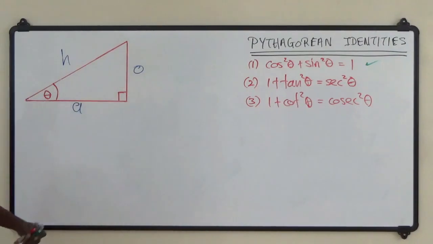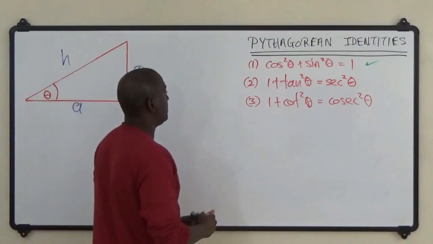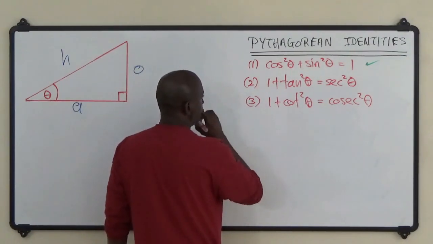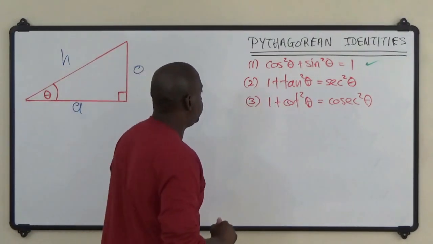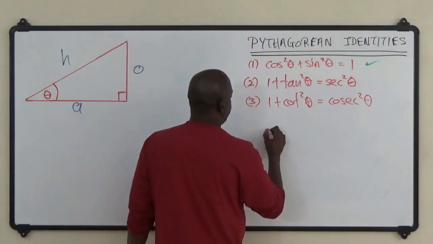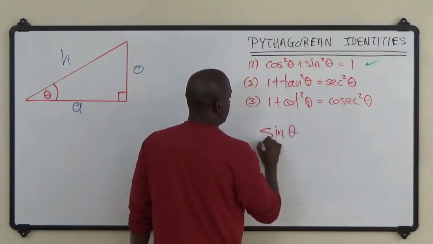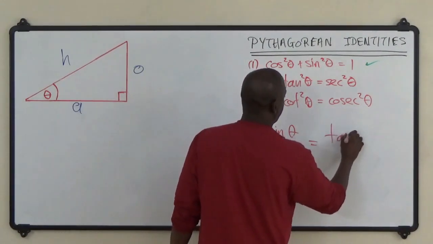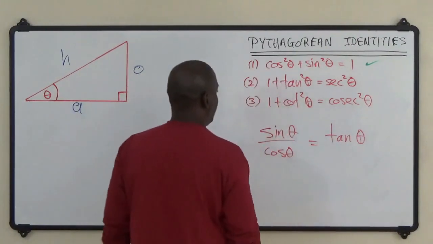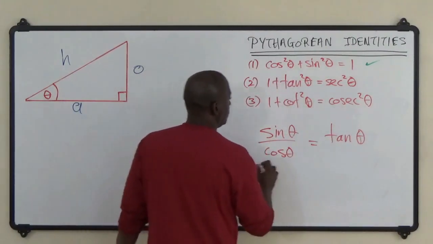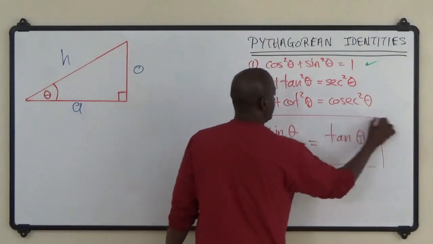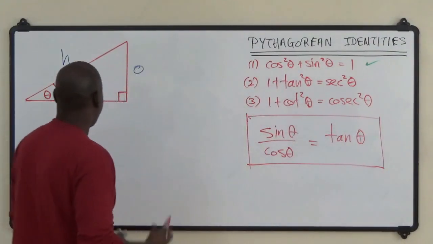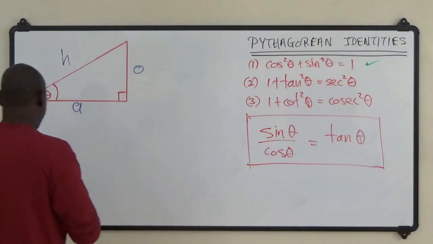That also associated with all of these is the fact that, and now let me put this as a separate thing, sine theta over cosine theta is equal to tan theta. This is something that you must know. This is very important. You will use that relationship in a variety of different questions. If you're not sure, let me check it out on this side.